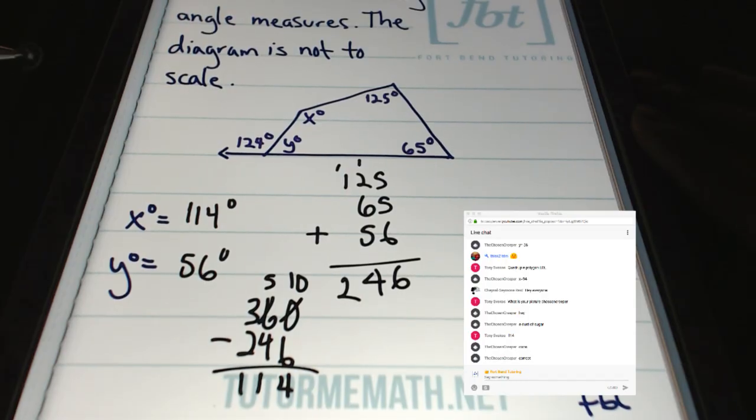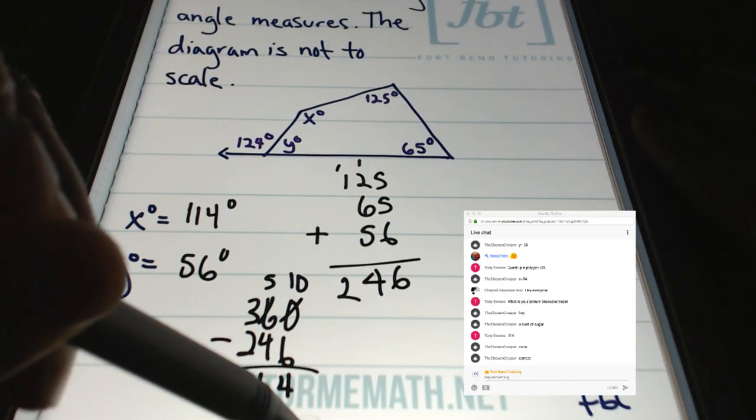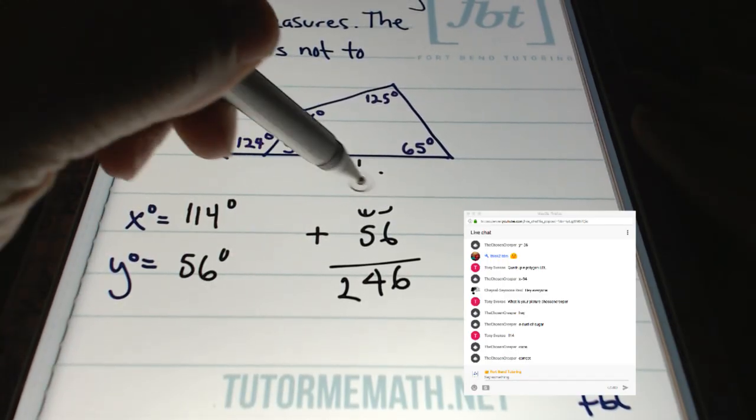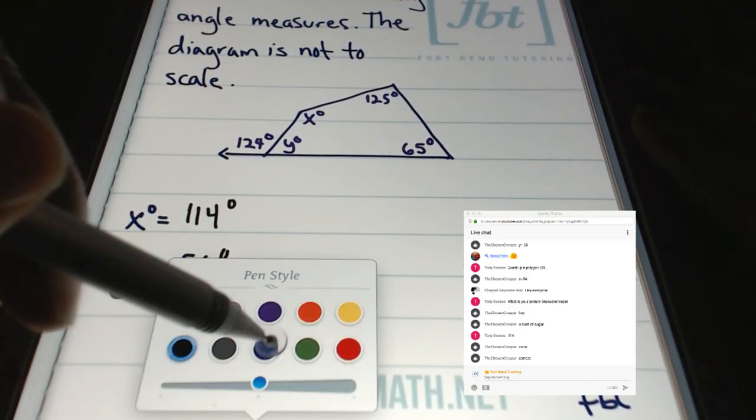There we go. Well, Chosen Creeper says that that's correct. Tony is saying that's correct. I appreciate that, guys. Let's go ahead and clean up my mess a little bit here. All right, there we go. We didn't have much room for our scratch work, but that's okay.